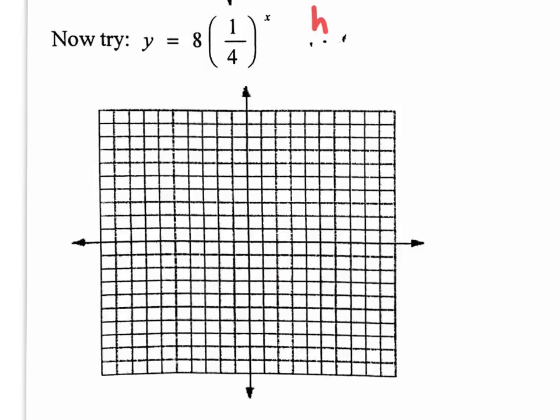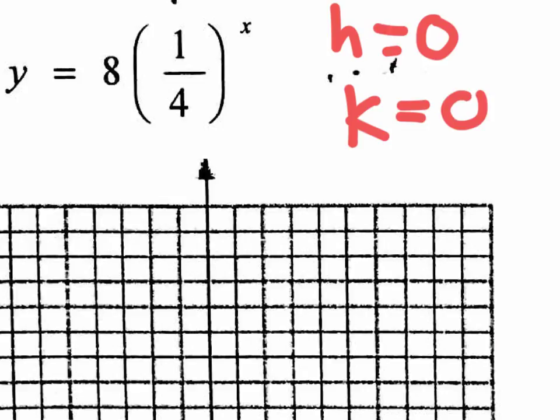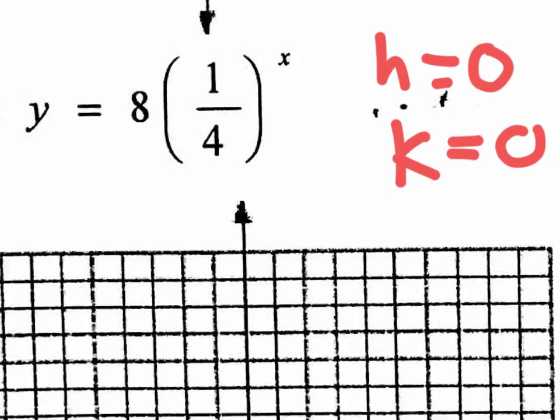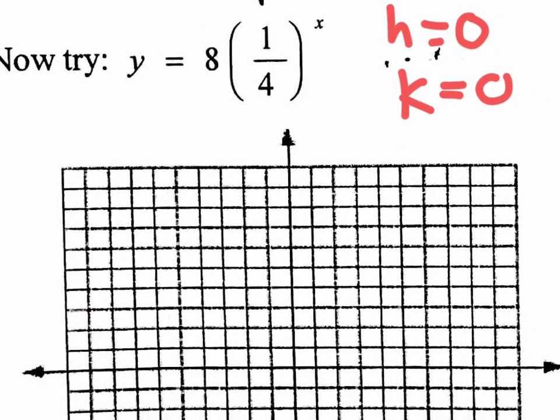Your H value. What's your H value? 0. What's the K value? 0. So you're not going to be shifting anything, right? Remember, H is always with X. Is there a value up here with the exponent X? It doesn't say X plus 3 or X minus 5. The K value is what you're adding and subtracting at the very end. There's nothing there. So there is no H or K. There is no translation. There is no shift.